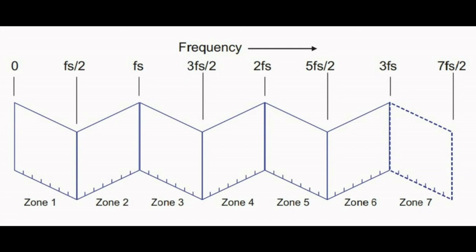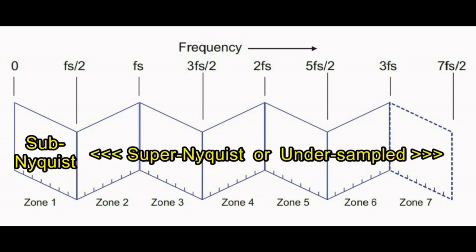This can lead to some confusing terminology. Generally, if nothing is mentioned, you may assume that only signals below the Nyquist frequency, that is zone 1, are digitized. This might also be called sub-Nyquist. All the higher zones might be referred to as super-Nyquist, or simply undersampled.